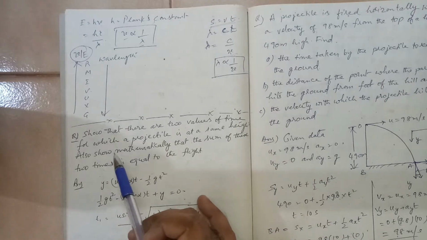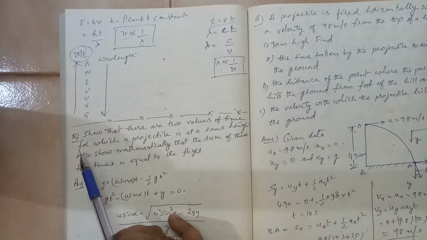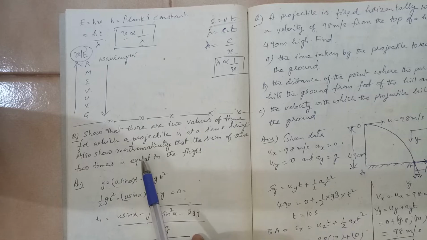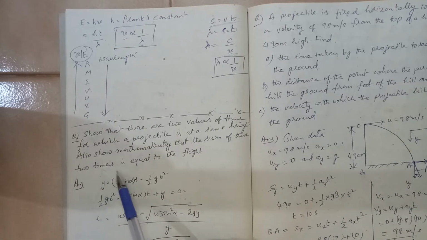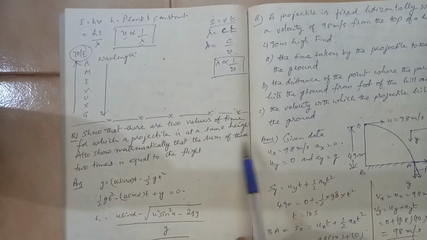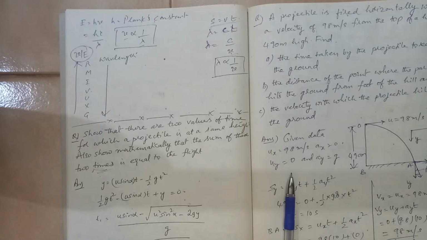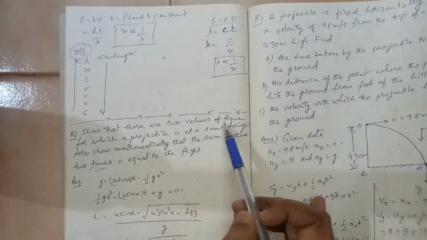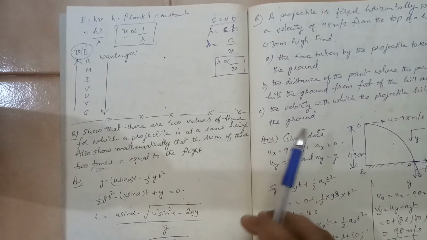Let us see some more illustrations in projectiles. Show that there are two values of time for which a projectile is at the same height. Also show mathematically that the sum of these two is equal to the time of flight. Now here he says that we have to show that there are two values of time for which a projectile is at the same height.